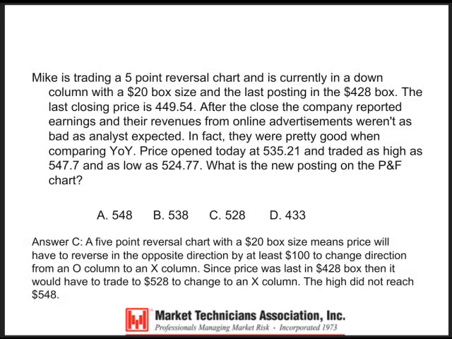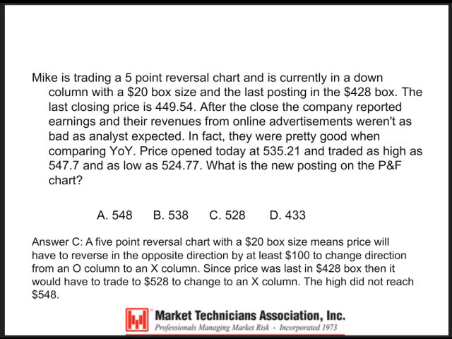Yeah, quite a long read for this question, but you're on a 5-point reversal chart, and you're currently in a down column with $20 box size. So right off the bat, you need $100 to reverse. And the last posting was 428.